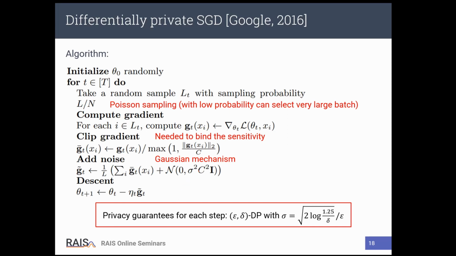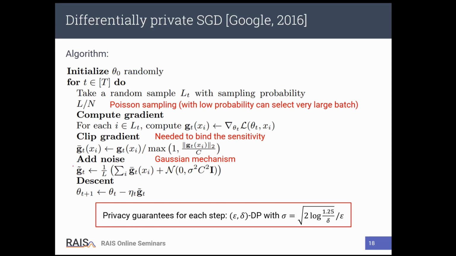Nothing new here; this is present also in normal stochastic gradient descent. But what we do afterwards is clip the gradient. The reason we need to do that is that we need to bound the value of the sensitivity, because this is what allows us to enforce differential privacy. After that, we do what actually enforces differential privacy, which is applying Gaussian noise.